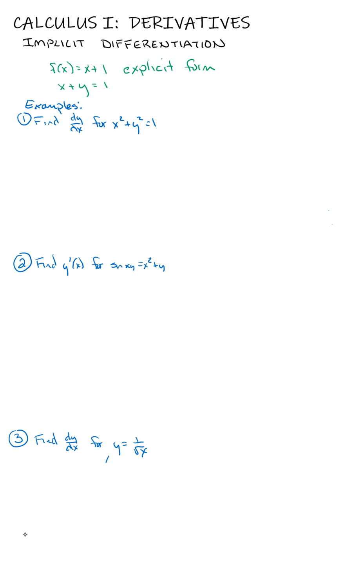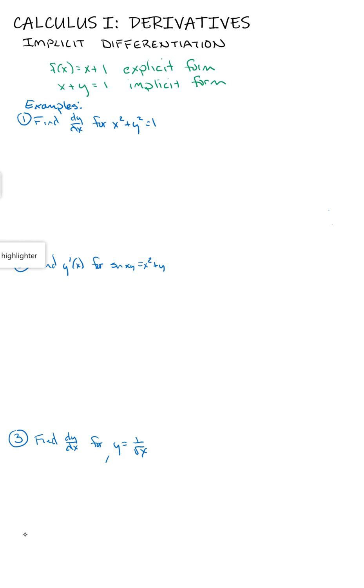However, something like x plus y is equal to 1 doesn't necessarily tell me that it's a function. I don't even know if it is a function until I start doing some sort of tests on it. So we call that one the implicit form. Again, the idea is that I don't have function notation in there, and I don't necessarily know that it is a function.